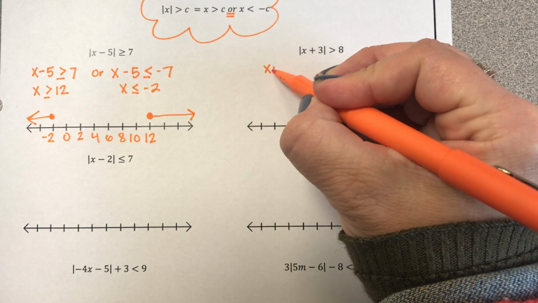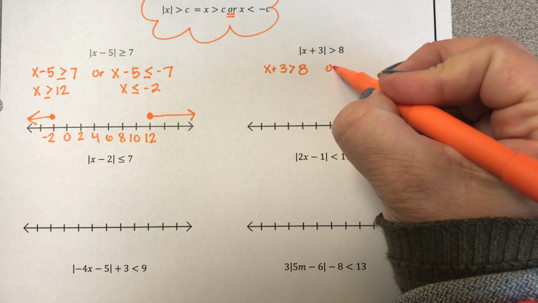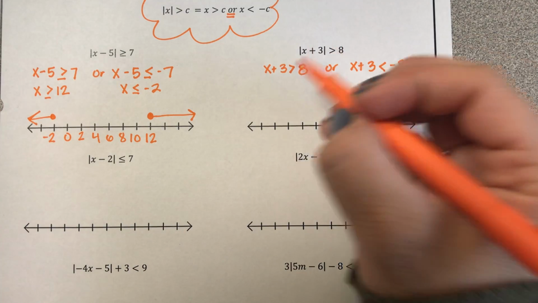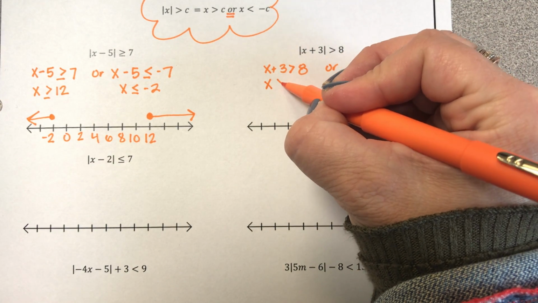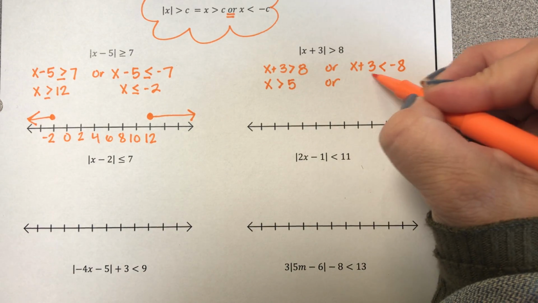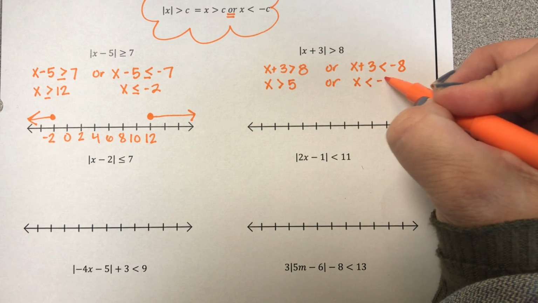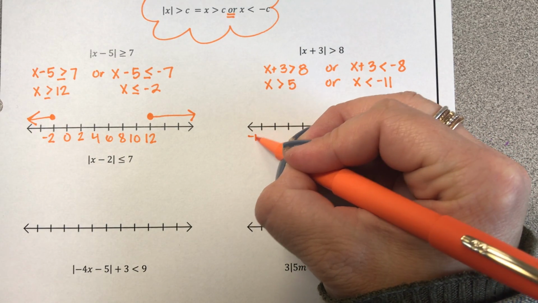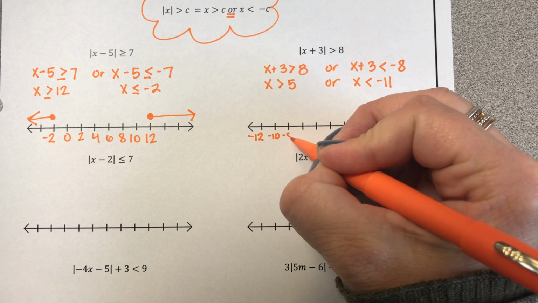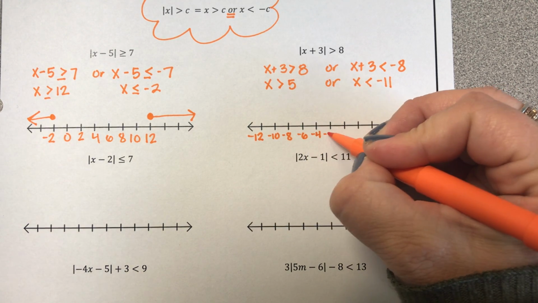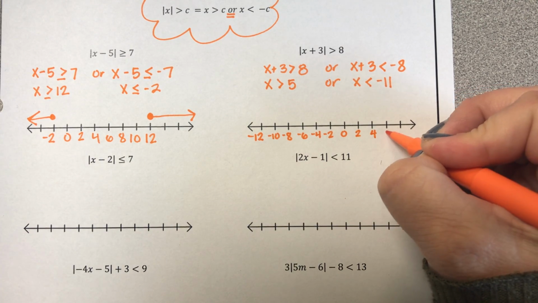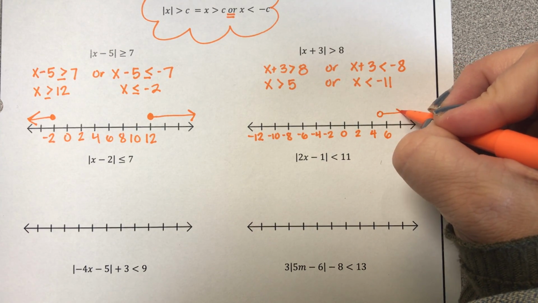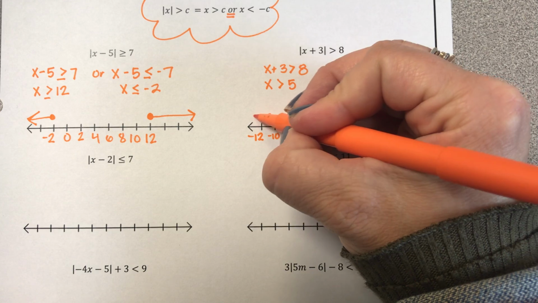Okay, let's find another greater one right here. So x plus 3 is greater than 8, or x plus 3 has to be less than negative 8. So I'm going to subtract 3 from both sides to get x is greater than 5, or subtract 3 from both sides to get x is less than negative 11. So I'm just going to do negative 12, negative 10, negative 8, negative 6, negative 4, negative 2, 0, 2, 4, 6. So x has to be something that's greater than 5 or less than negative 11.